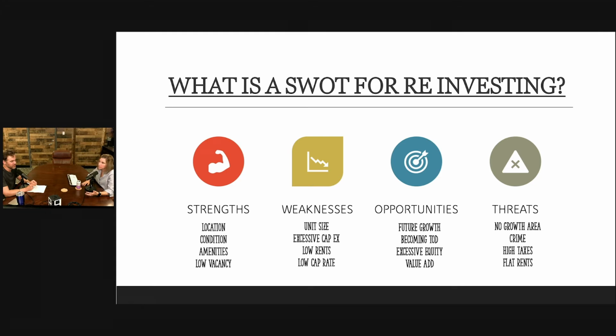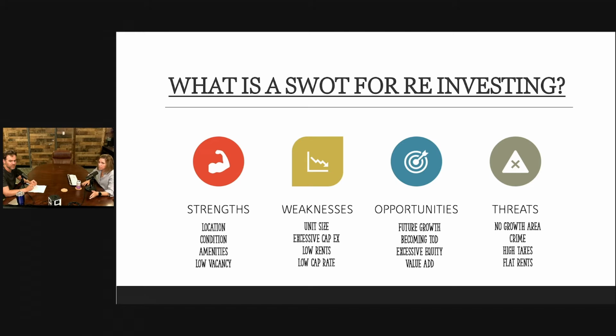What's TOD? Transit-oriented development. A TOD is a development that was literally put in, oriented around the new transit, so the light rail or the bus system. TODs became a really popular phrase for developers when the light rail came in. Okay. So they were building TODs.